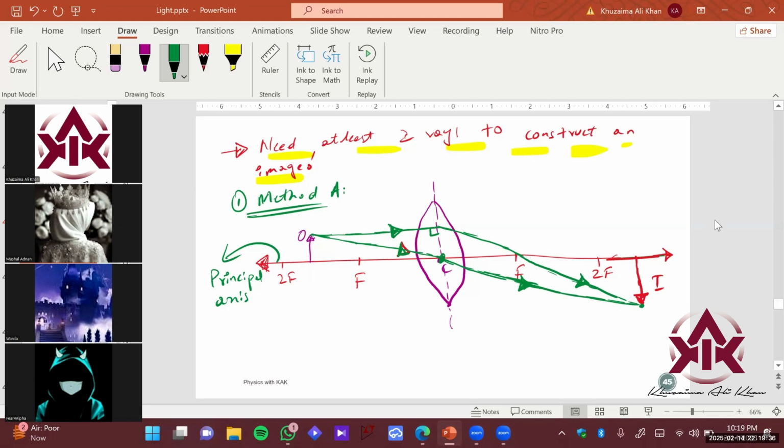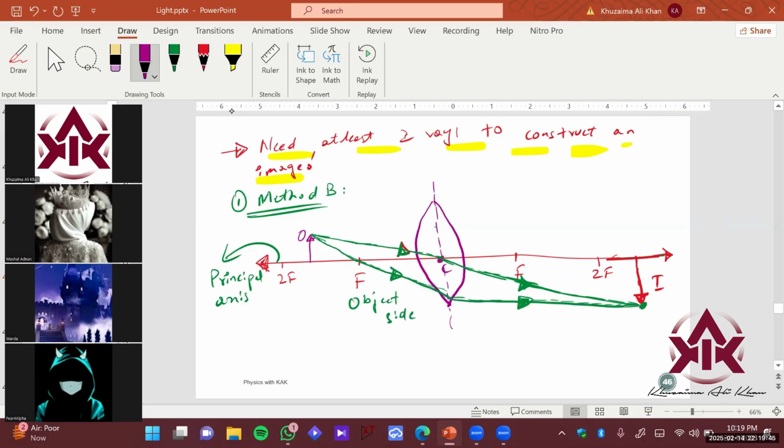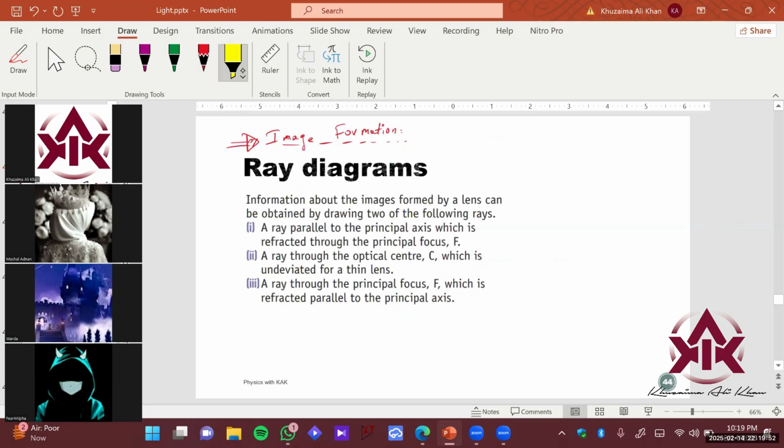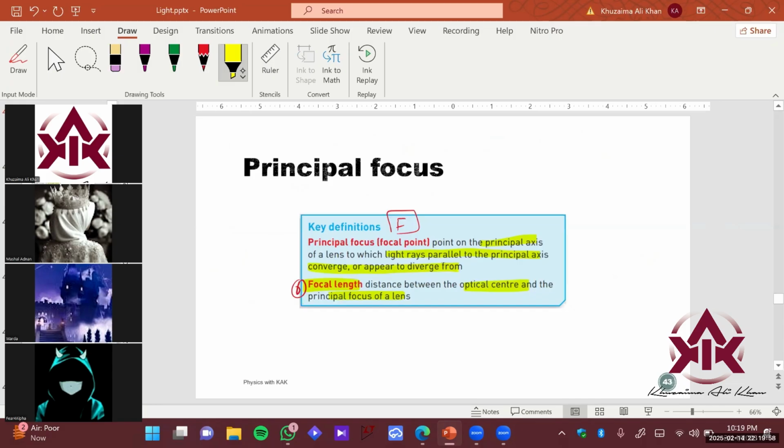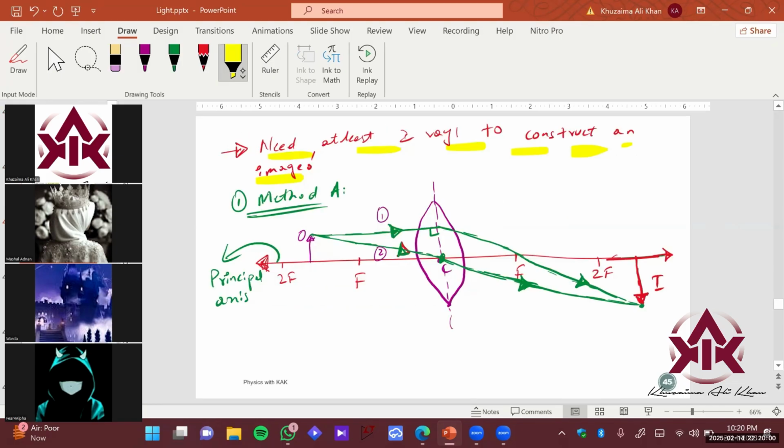So you have three rules. You can have the first ray in this way, then the second ray that is passing through the optical center, or the third ray which is passing through the principal focus on the object side, right? So this is what is written over here. If a ray is parallel to the principal axis, it is refracted through the principal focus over here, right? That is what is written over there.